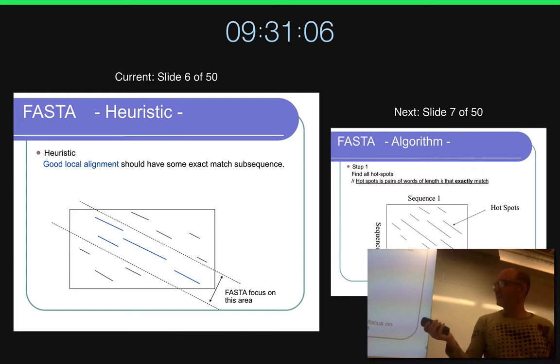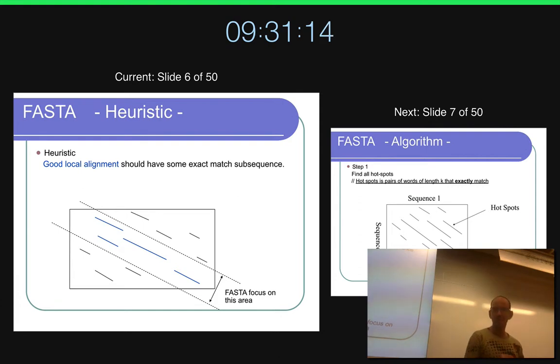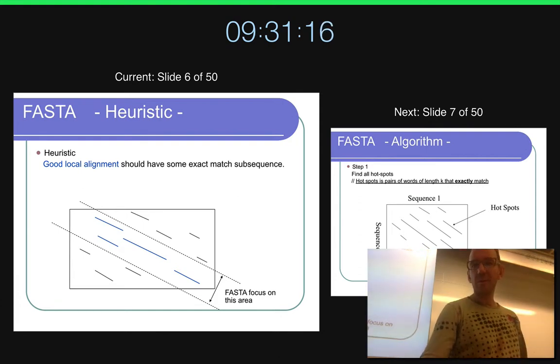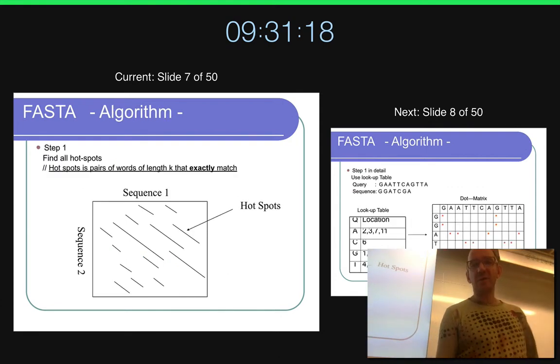So in FASTA, they do that. They somehow fill out the dot matrix in a fast way with some optimized cutoffs. They then define what they call hotspots.